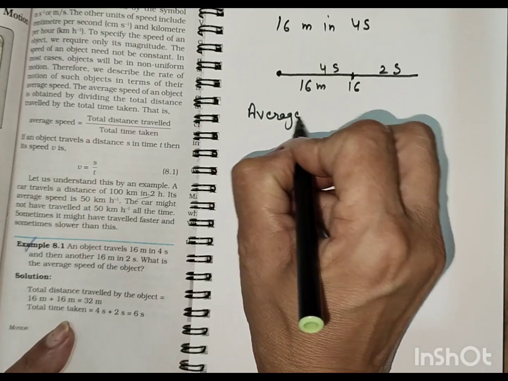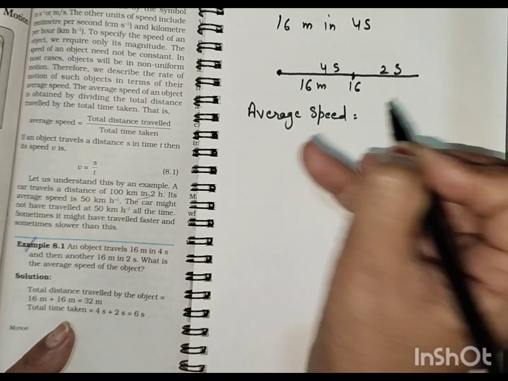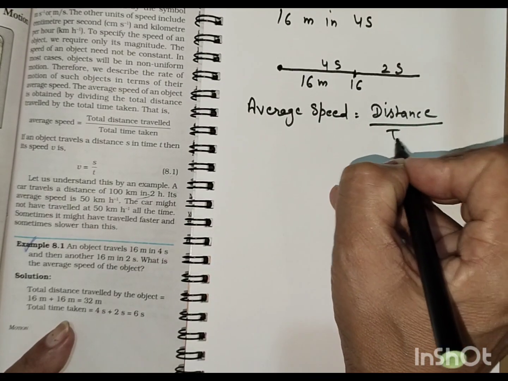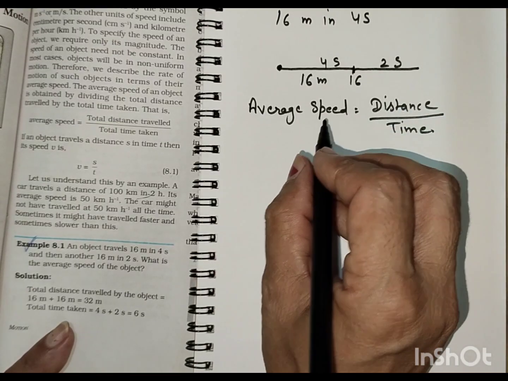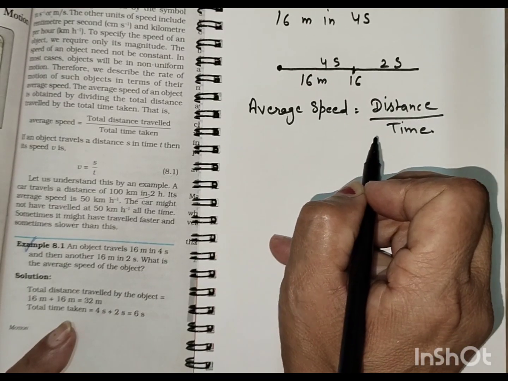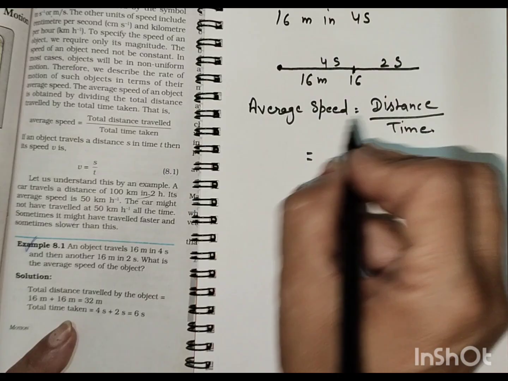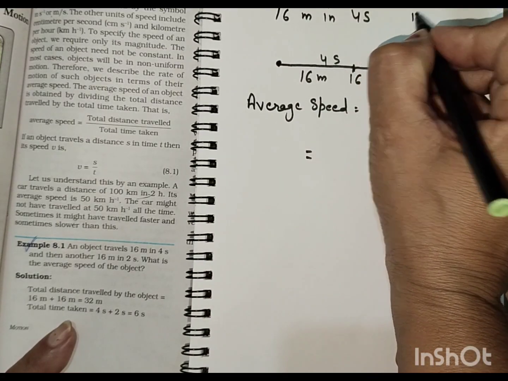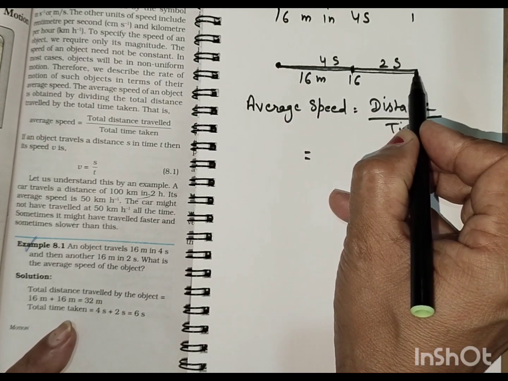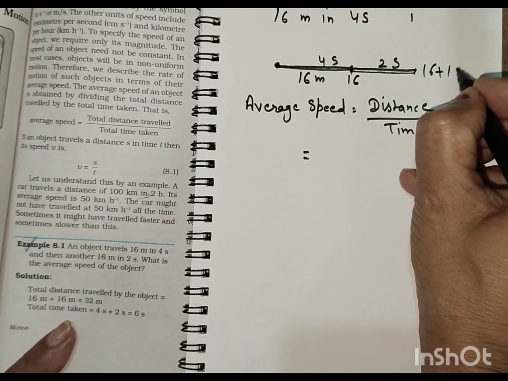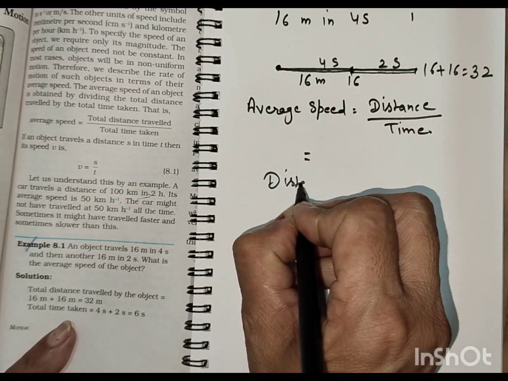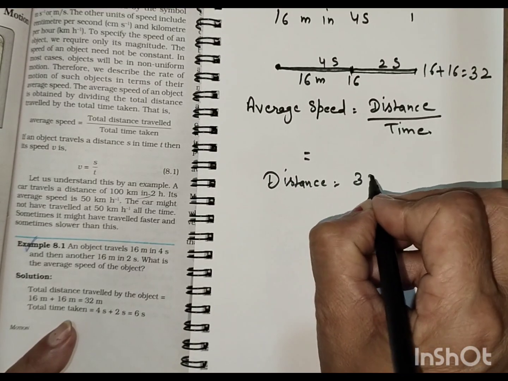Average speed. What is the formula of speed? Speed is equal to distance traveled divided by time taken. And when we measure the average speed, it is the total distance by the total time taken. Here, first we count the distance: first 16 meter, then the next 16 meter. Total 16 plus 16 becomes 32 meter. So the distance is equal to 32 meter.